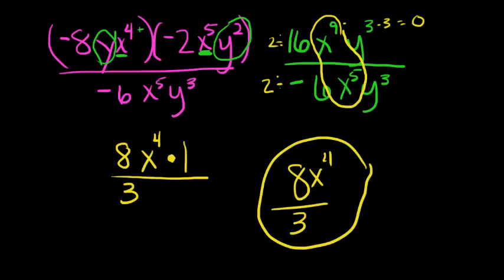Another thing to realize over here with this y cubed over y cubed, anything divided by itself is 1. So y cubed divided by y cubed would make sense. This down here goes into this one time.